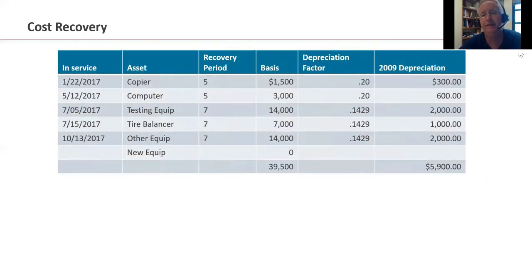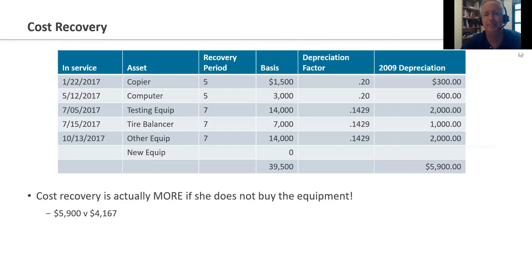All right. So if you recalculated everything, you can see that half year convention is a little more simplistic because all those 7-year assets have the same depreciation factor. All the 5-year assets have the same depreciation factor. All the 10 or 15 or 20 year assets, they'd all have the same depreciation factor because it's a half year convention. Doesn't matter when you placed it in service, it all gets a half a year. And of course, I set this problem up to work this way, but if you look, her total depreciation is actually more if she does not buy the equipment. That is precisely what the mid-quarter convention is designed to do. It's designed to prevent you from accelerating depreciation by placing it in service at the end of the year and taking a half-year convention on everything.